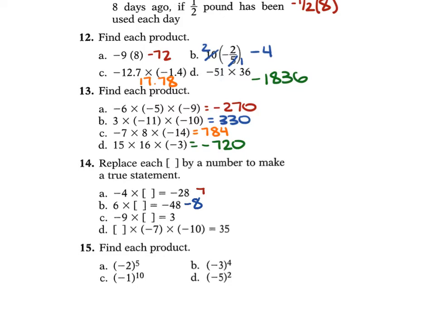For C, we have -9 times something is equal to 3. In order for us to go from a larger number to a smaller number, that number that we're missing has to be a fraction. A negative times a negative is a positive, so our answer is going to be negative. And 9 divided by 3 is 3, so that's -1/3. For D, we have something times negative 7 times negative 10 is equal to 35. Well, 7 times 10 is 70. So something times 70 is equal to 35. In order to give ourselves a positive, our answer is going to be positive, and it's just going to be 1/2.